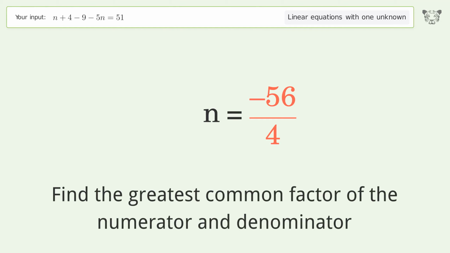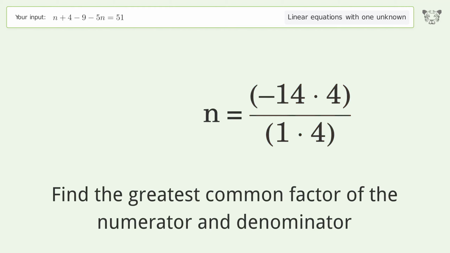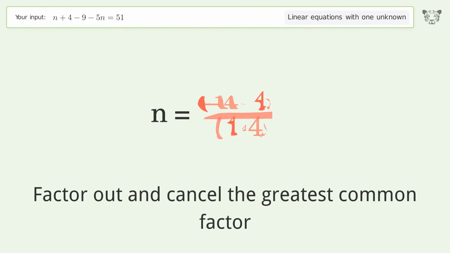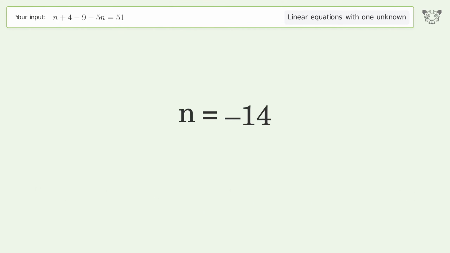Find the greatest common factor of the numerator and denominator. Factor out and cancel the greatest common factor. And so the final result is n equals -14.